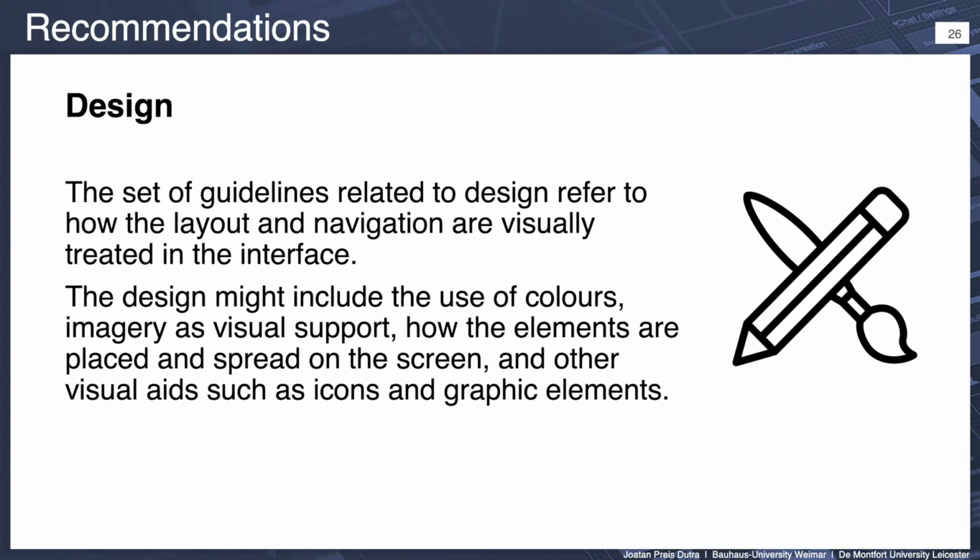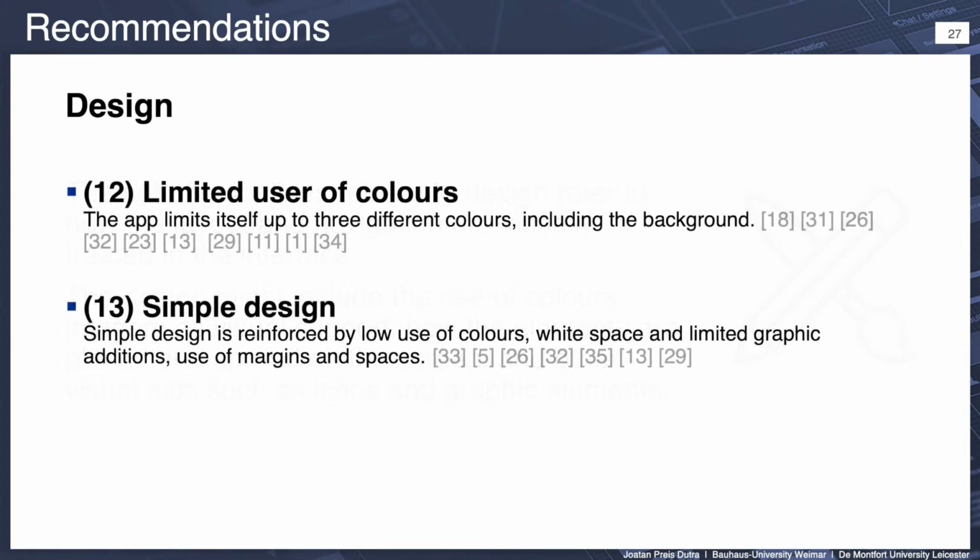And also the design here is about the visual aspects, the visual treat of the interface. And here we talk about the use of colors, imagery, and other visual supports. So what would be the recommendation in this case? And again, make it simple. So use a limited number of colors and a simple design with a lot of white space. When you create white space around a text, it pops out the text. So instead of having this pollution on your screen, you have more isolated elements that then get more attention.